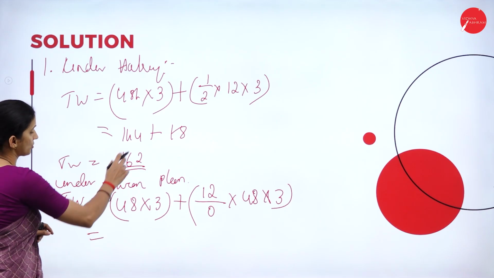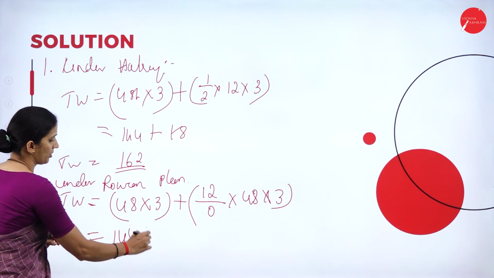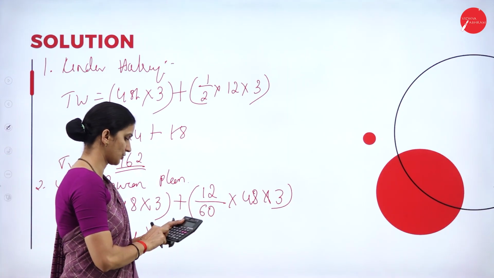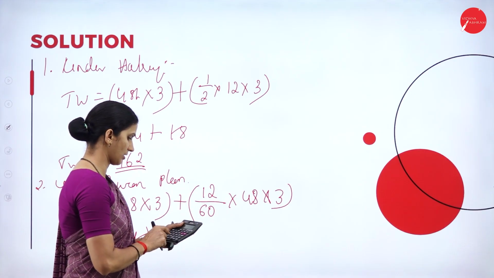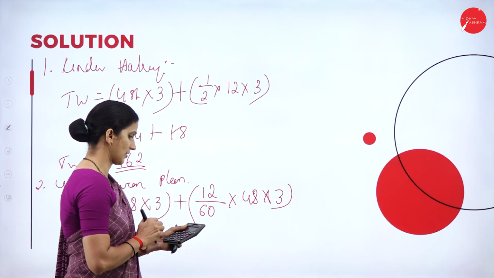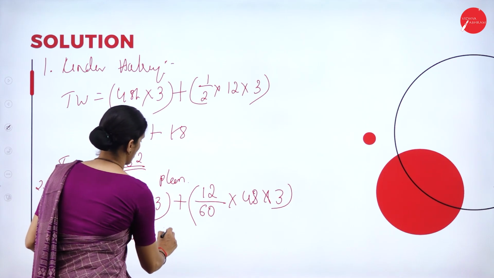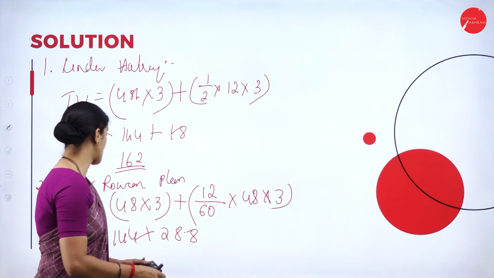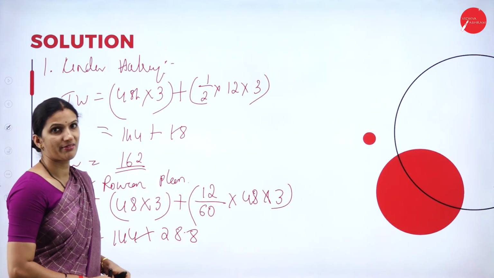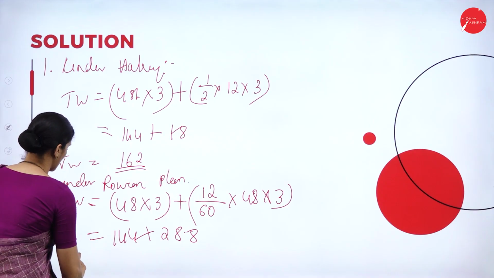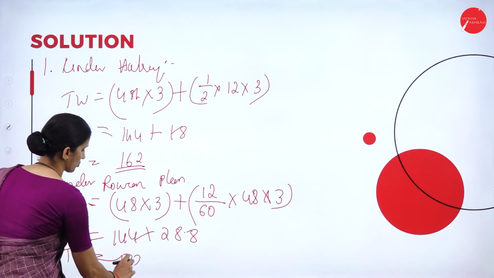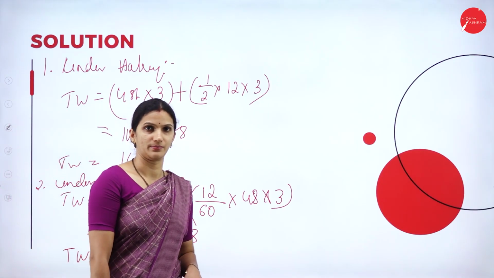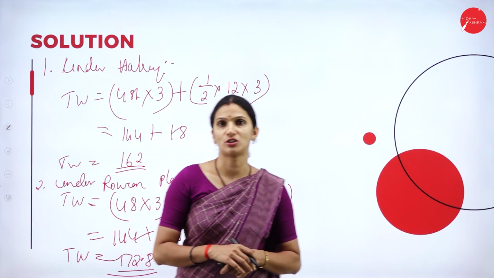So here 48 into 3 is 144, plus the bonus, which you calculate as 12 into 48 into 3 divided by 60. So your bonus here is 28.8, plus your time wage, that is 144. So 172.8 is the total wage under Rowan's plan. So this is how we are going to solve the problem here.